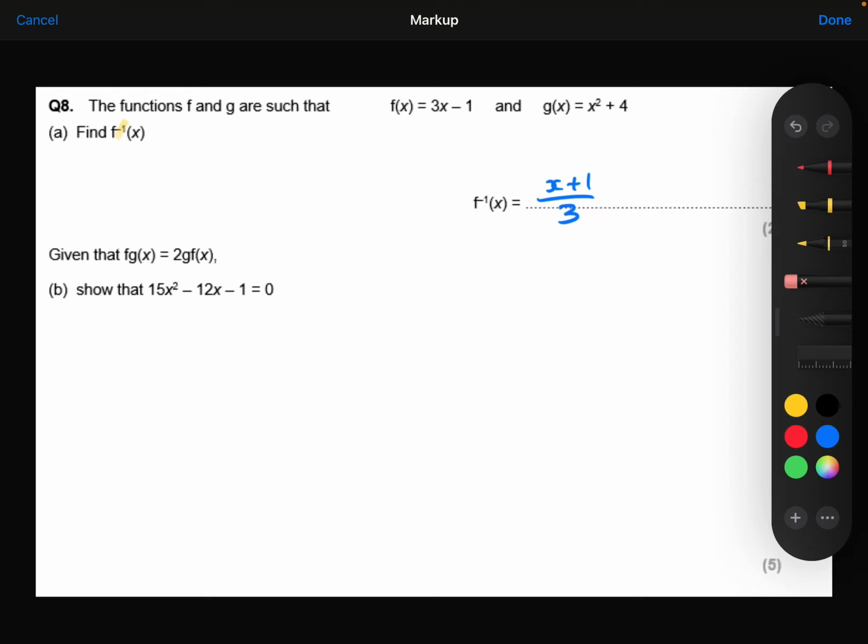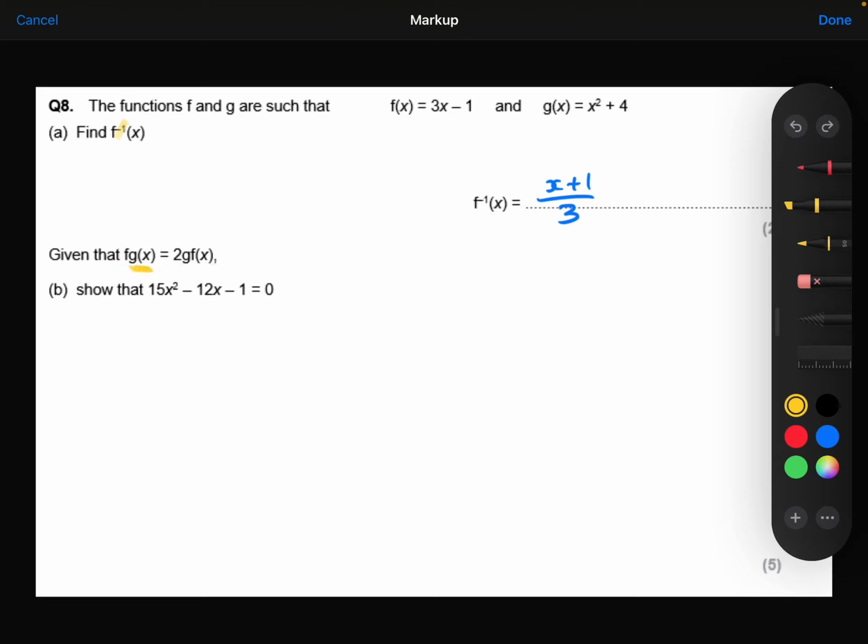Right, we're then told that fg of x is equal to 2 lots of gf of x. And we need to show that 15x squared minus 12x minus 1 is equal to 0. So let's focus on the left-hand side first of all, fg of x.